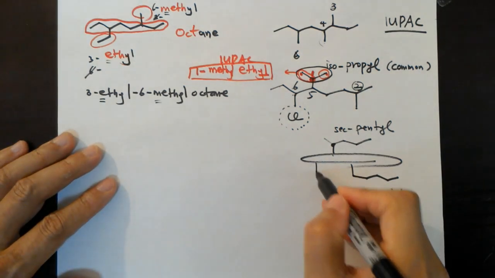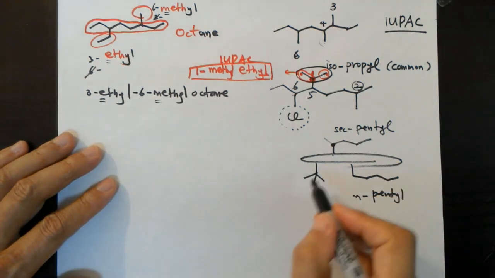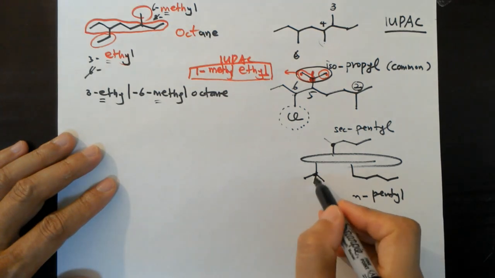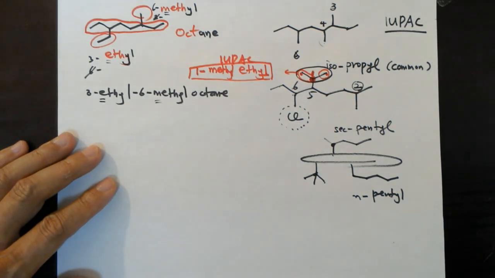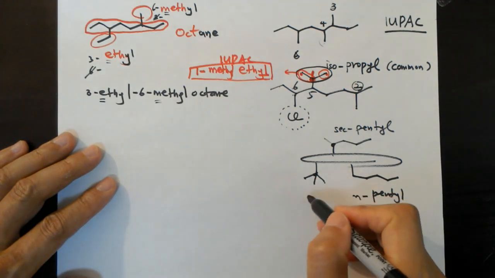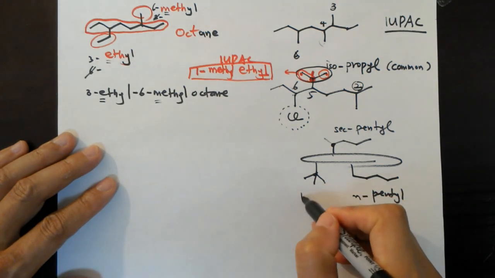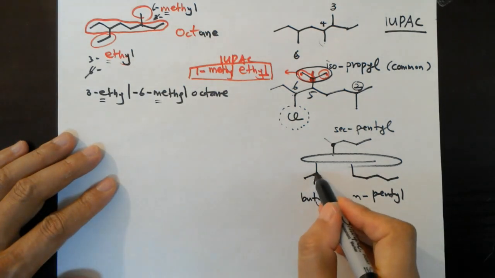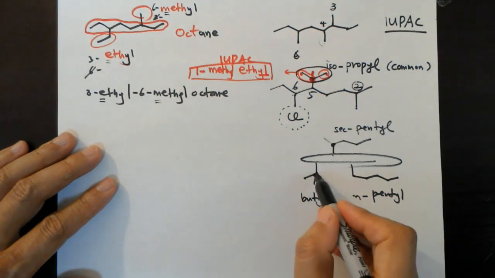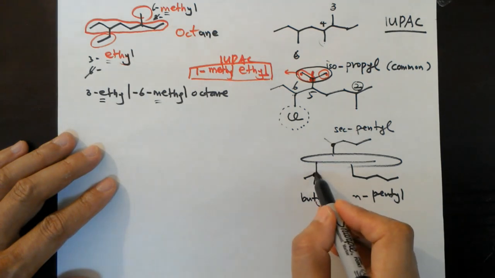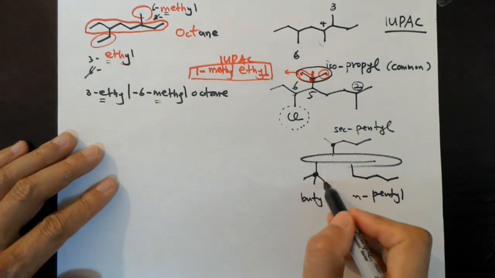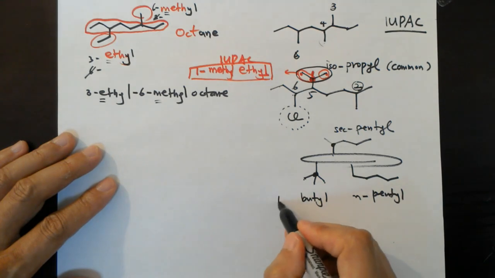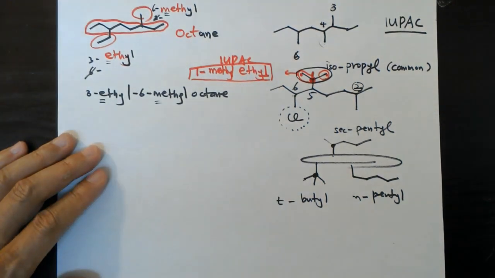Or you can have this kind of 1, 2, 3, 4 carbon side chain. Again, the common name is butyl, but because it has a tertiary carbon, meaning the carbon connected to the main chain has 3 carbons, so 3 degree, tertiary, t-butyl.